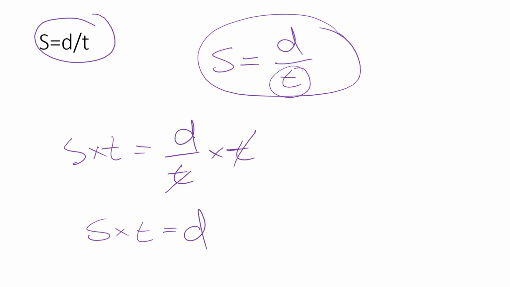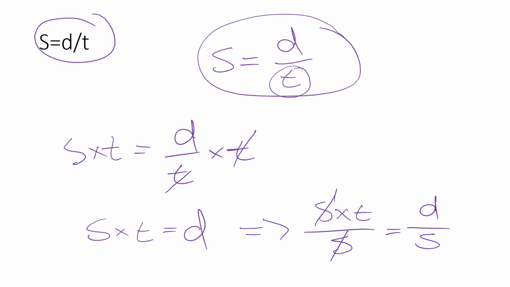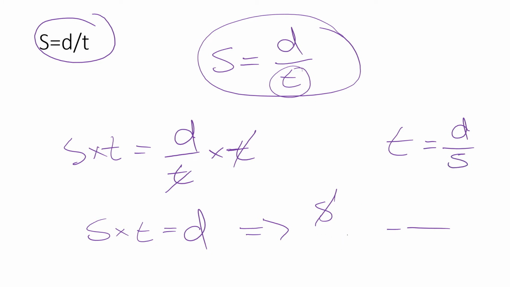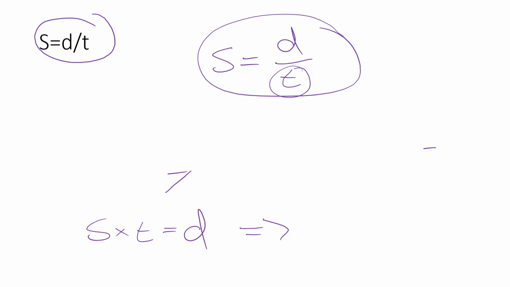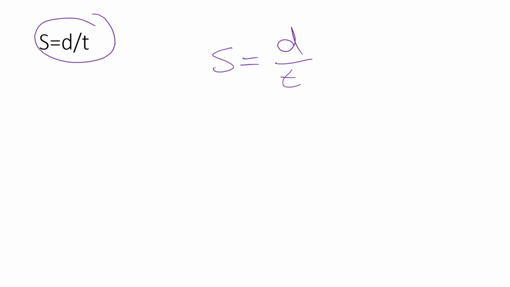And again, if we wanted to get time by itself, we could then divide by s on both sides. Notice that these cancel, leaving just t by itself. So t is equal to distance divided by speed. Now, the next step, so we can rearrange our formula, fine. We have done that all through our schooling life.